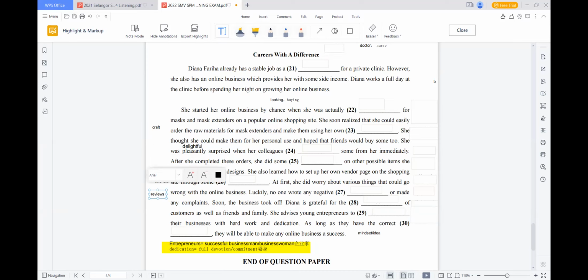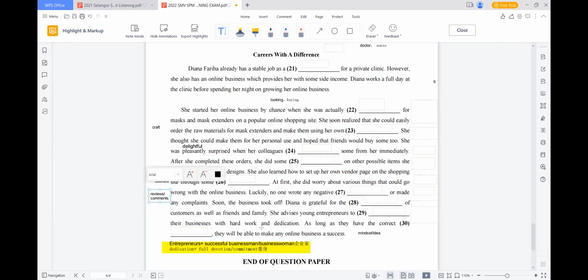Okay, some people write comments, some people write reviews. Okay, let me type out here. Comment is also possible. Comments, you have to put s because there is some here. Okay, and then she's grateful for what of the customer as well as friends and family. Why is she grateful? Okay, so you can guess the answer. She advises young entrepreneurs. Entrepreneurs 就是企业家. That means successful businessmen. You can write this down. Entrepreneurs. Under here, I highlighted in yellow. Entrepreneur means successful businessman or businesswoman. It's called entrepreneurs. 就是企业家.